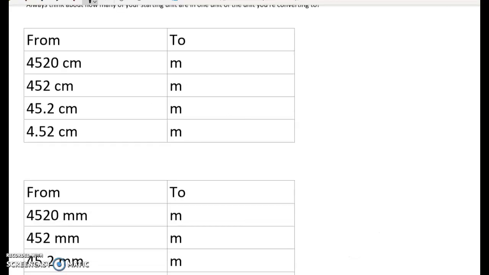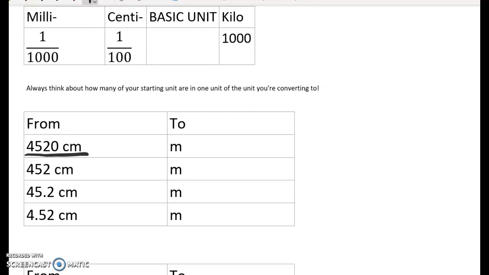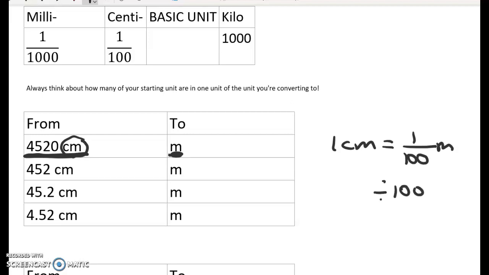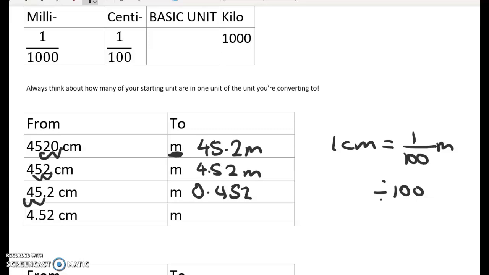So now we're going to do ones where we're going from a small unit to a big unit. So if I've got 4,520 centimetres and I want to go back to metres, well, 1 centimetre is equal to 1/100th of a metre. So now I need to divide by 100. So we're moving back 2 place value columns. So this will be 45.2 metres, right? Back to 1, 2. Back to here will give me 4.52 metres. Now back to here will give me 0.452 metres.